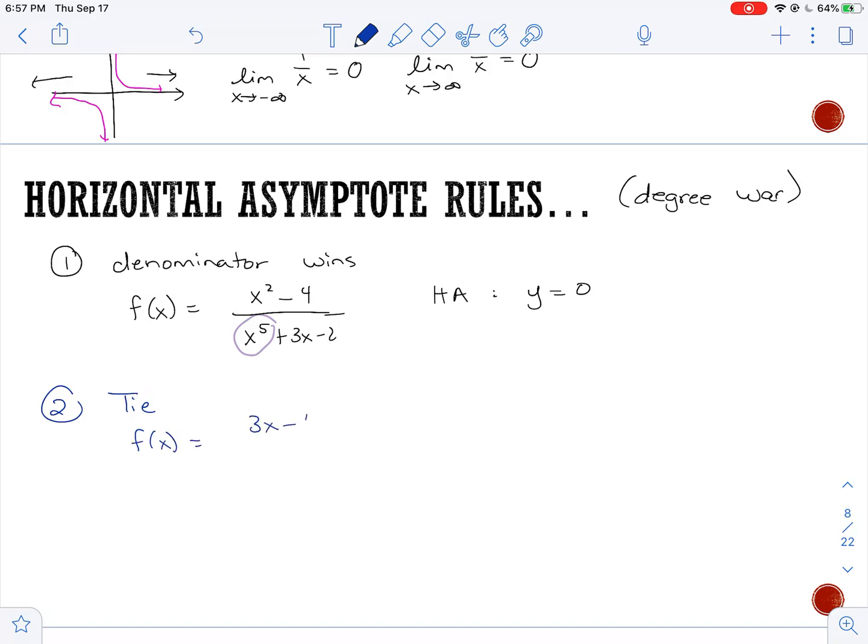You could have a tie. So this could be like f of x equals 3x minus 4 over 5 plus 2x. Notice they both have a degree of 1, 3x and 2x, so it's a tie. And when it's a tie, the horizontal asymptote is at the ratio of the leading coefficients. In this case, the coefficients are 3 and 2, so the horizontal asymptote would occur at 3 over 2, or 1.5.